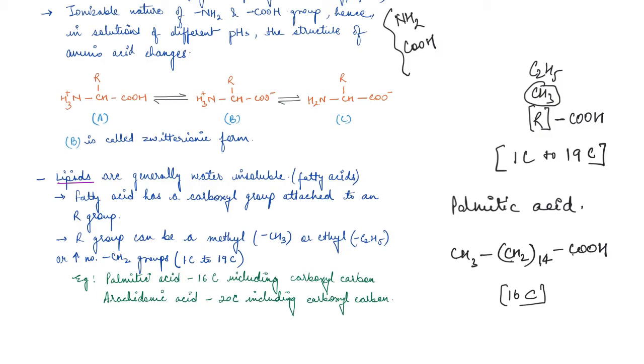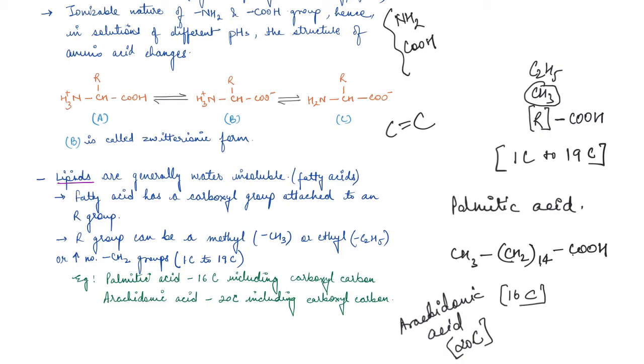right? In the same way, there is another, arachidonic acid, which has 20 carbon atoms, including the carboxyl carbon. Right. Now, fatty acids can be saturated, which is without double bond, or it can be unsaturated, that means one or more carbon double bonds.